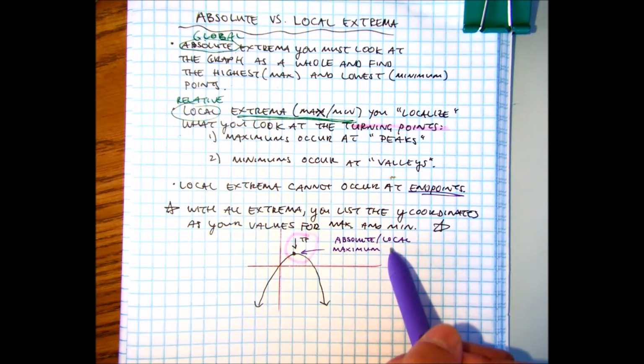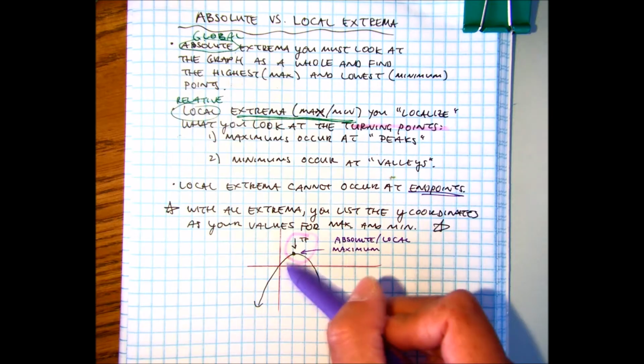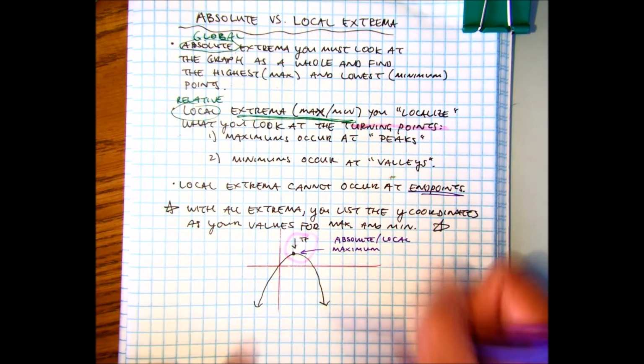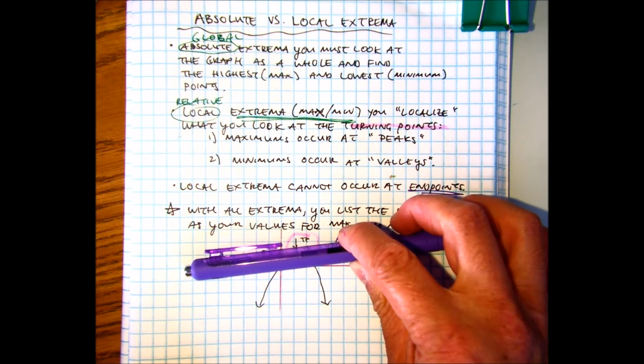Now, why did I consider this the local maximum and the absolute? Well, this arrow tells you that the graph keeps going down, so this is already the highest point of the graph.